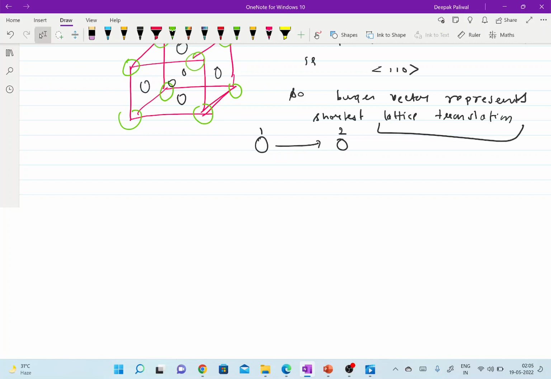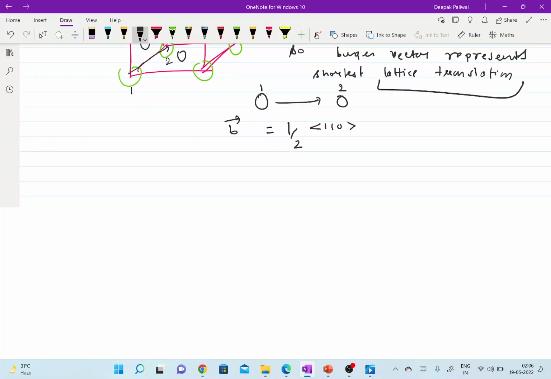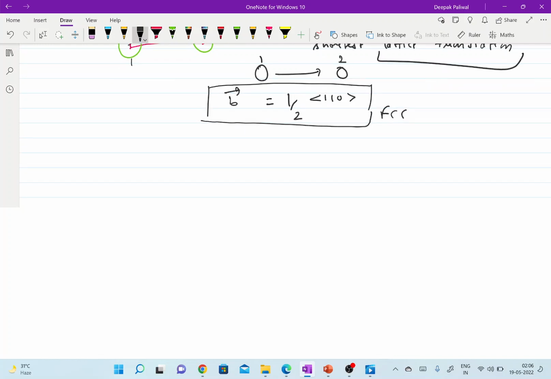So in the case of FCC, what would be our lattice translation? When we move an atom from position 1 to position 2, that means from the corner atom to the face centered position, that is 1/2 110, then our translation is a lattice translation, and all the symmetries of the FCC unit cell remain conserved. So then we can call it our Burgers vector, and this is the Burgers vector for FCC.